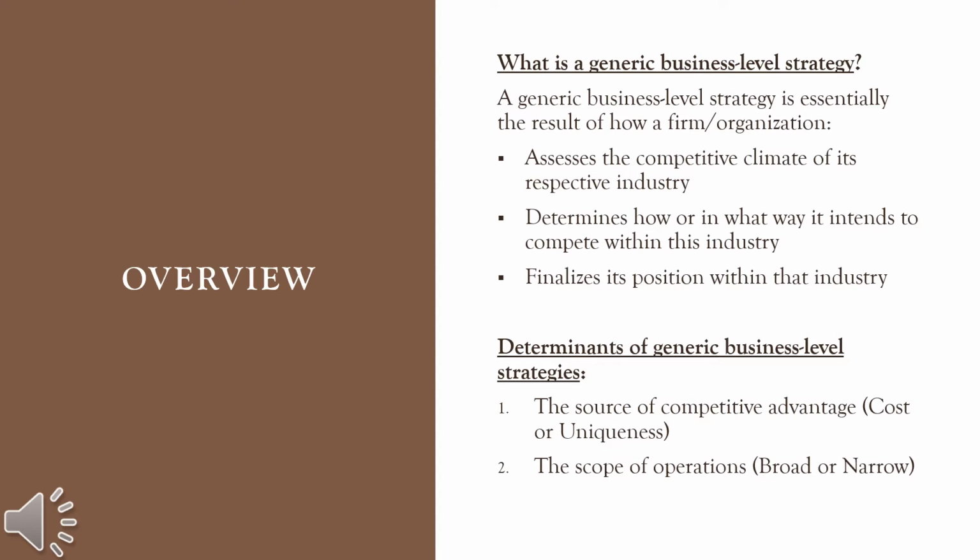Determinants of generic business level strategies. 1. The source of competitive advantage, cost or uniqueness. This dimension addresses whether a firm endeavors to deliver a product which is cost effective, thereby enticing potential customers with low prices, or whether it intends to deliver a product which distinguishes itself amongst others within the same category.